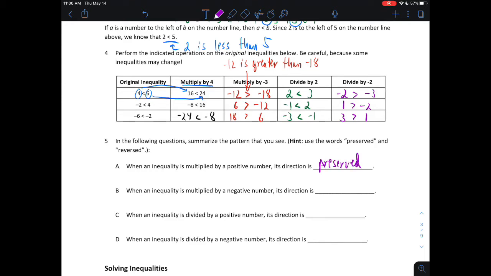But now what about when we multiplied by a negative number in part B? Notice the ones that I have in the middle column that are in red. The inequality symbols reversed. They changed.